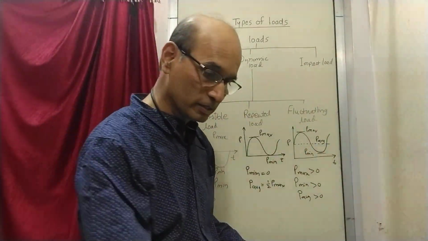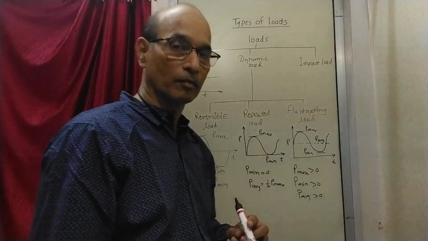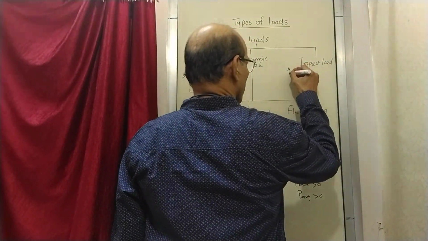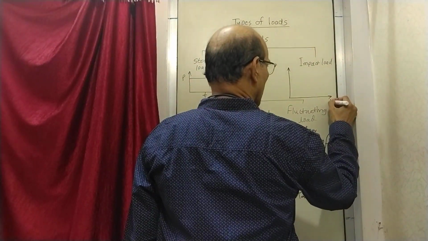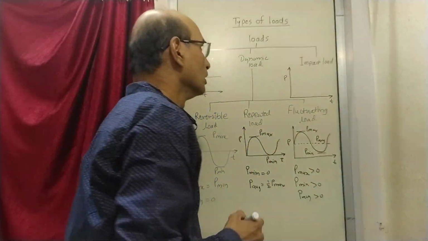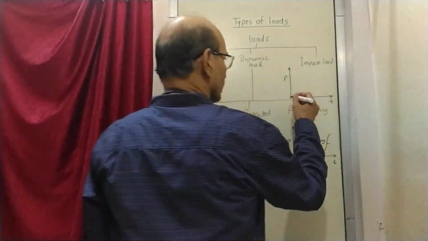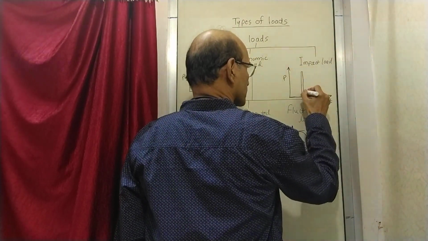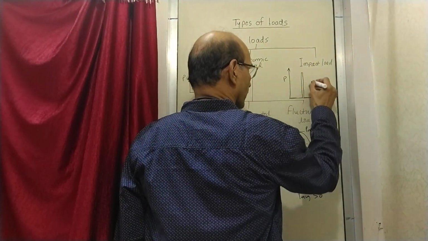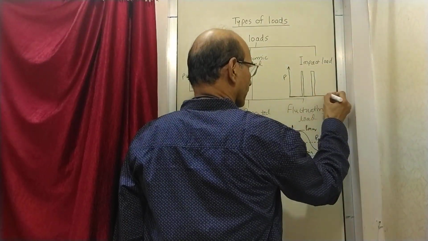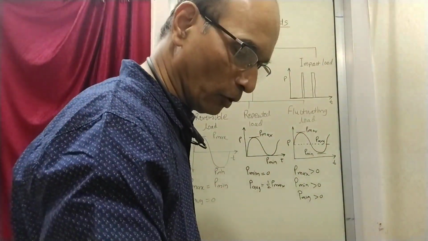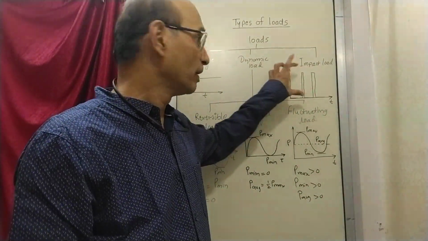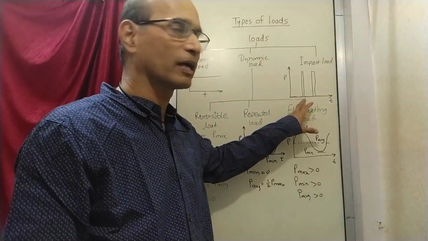And now let's see the impact load. Impact load is something which, if you want to show in a similar way with respect to time and load, the graph comes like this: the graph starts from here, then it suddenly goes up and comes down. Maybe again it can happen like this. That means the load is not there at all. Suddenly the load comes of a larger amount, and the next second the load is not there.